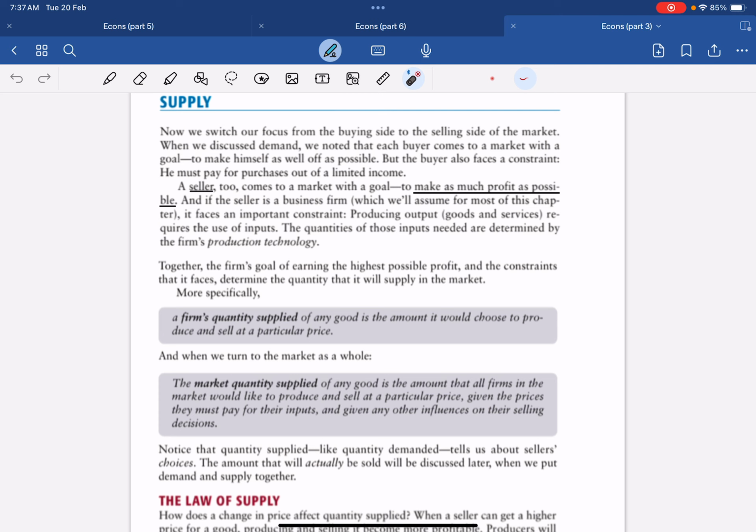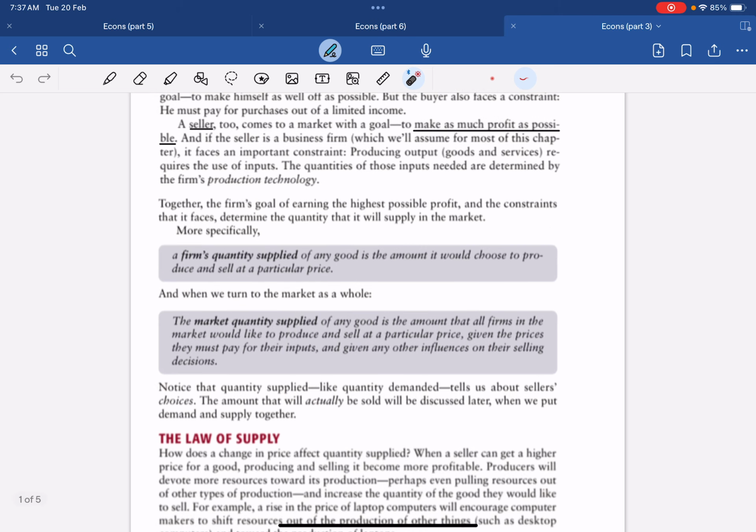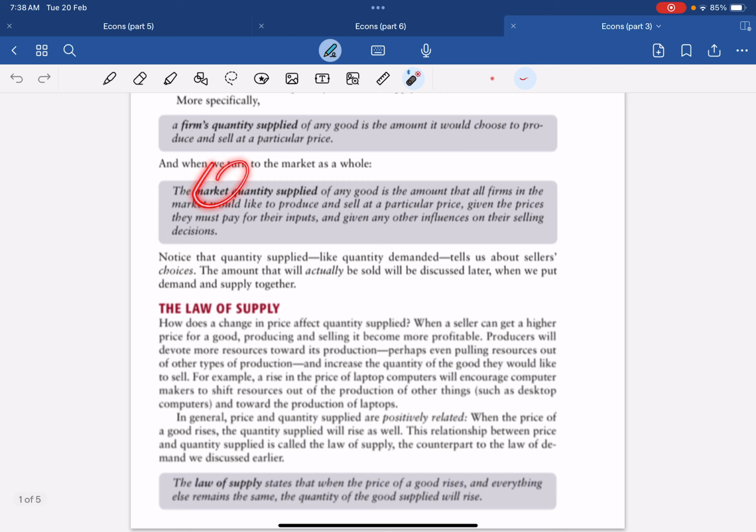Because you want to make the most profit, but you face certain constraints, you have to have a fixed quantity supplied at a particular price. So the firm's quantity supplied will be the amount of good the producer chooses to produce at a certain price. And the market one is just the total, accounting for all the firms in the market.